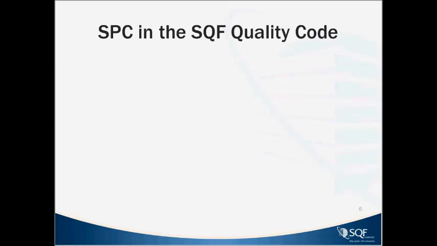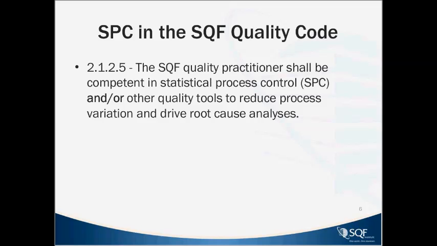Okay, so specifically in the code, there are around 6 references to SPC and quality tools that weren't in the previous version, 7.2. Here in a highlight, the first one comes up in 2.1.2.5, and this is specific to SQF quality practitioners, which a lot of you on the line, I'm sure, are quality practitioners. And the other requirements for the quality practitioner are very similar to the food safety practitioner requirements, other than referencing quality.